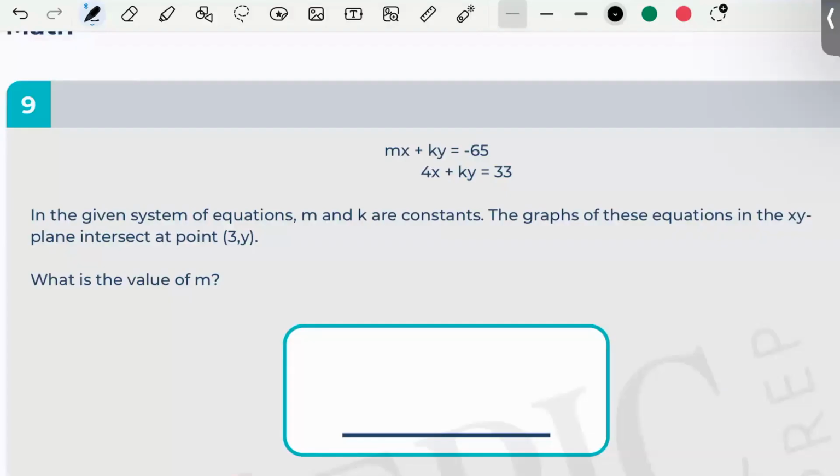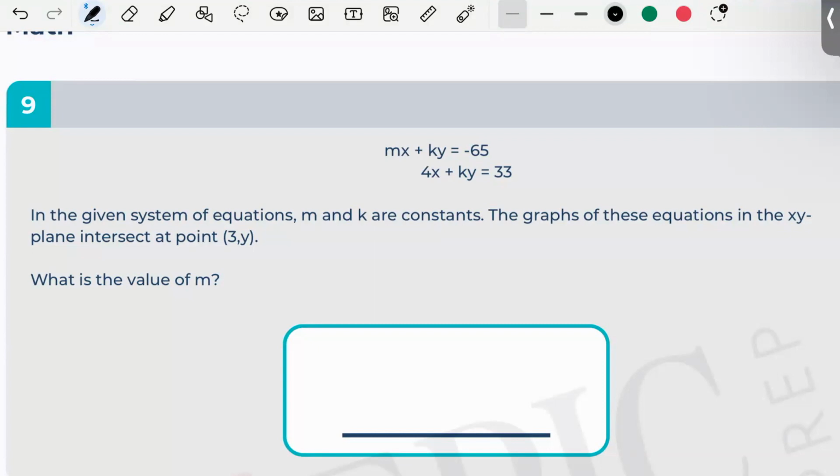Okay, so 9, I have these two equations. mx plus ky is equal to negative 65. 4x plus ky is equal to 33. In the given system of equations, m and k are constants. The graphs of these equations in the xy-plane intersect at point (3, y). Okay, so their point of intersection is (3, y). What is the value of m?